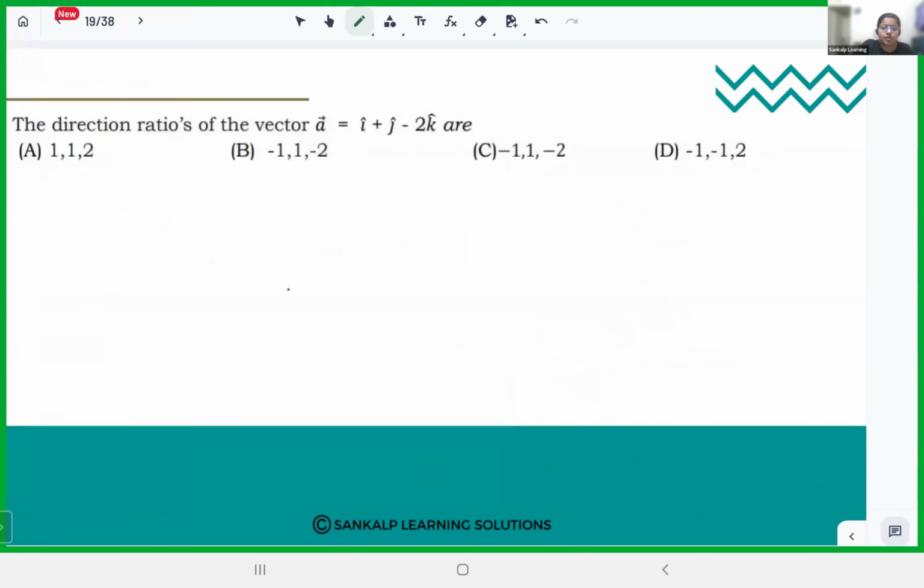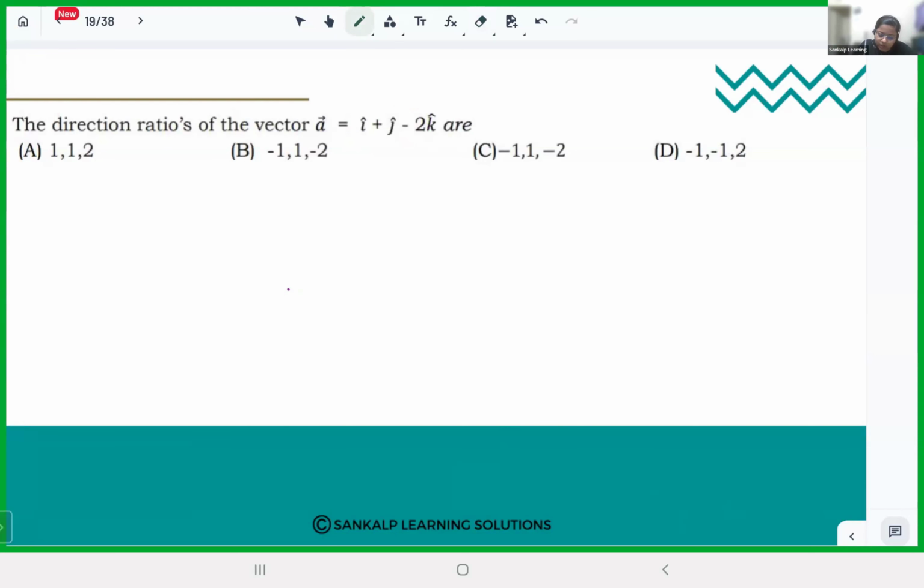That is, the direction ratios of the vector A equal to i plus j minus 2k. So you are given a vector A. You have to find out the direction ratios of that vector. How will you find out the direction ratios of the vector? It is nothing but the x, y and z components of a vector. That is the direction ratio, isn't it? So the x component of i is 1. The j component is 1 and the z component is minus 2, isn't it? So the direction ratios of that vector are nothing but the scalar components, isn't it?